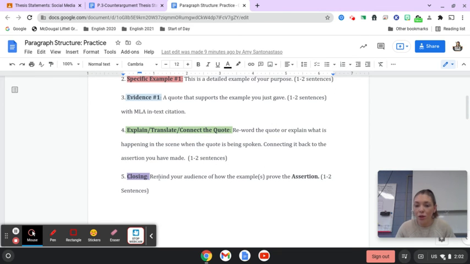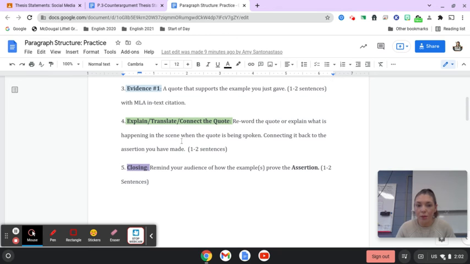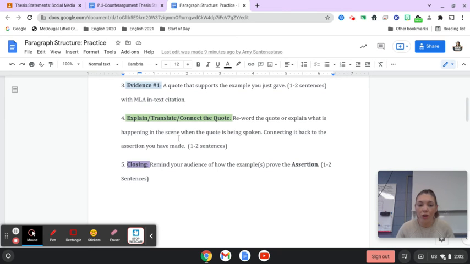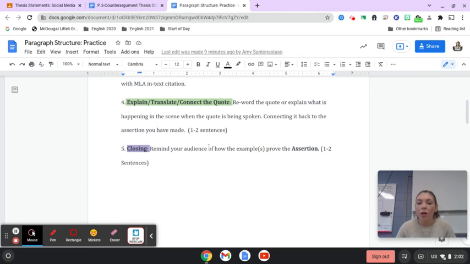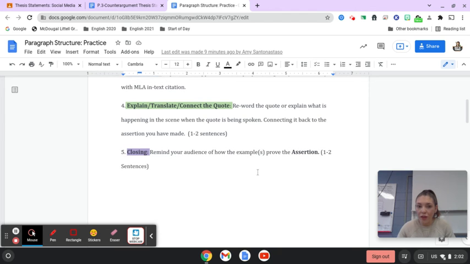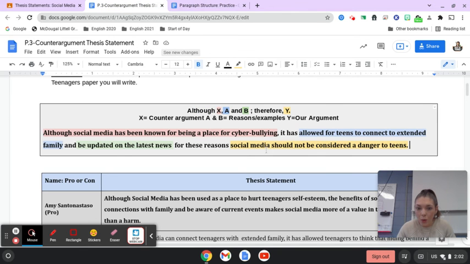This might be at least 2 to 3 sentences in the end because explanation takes a little bit more than one. Closing. This last sentence combines your assertion and tells how your assertion helped to prove your thesis, which is what this yellow portion was over here.